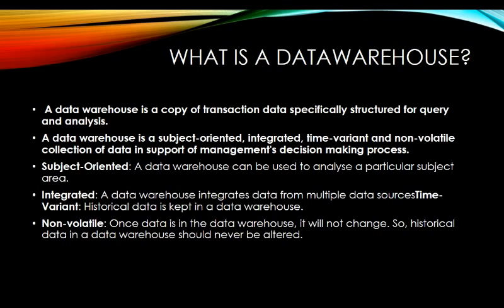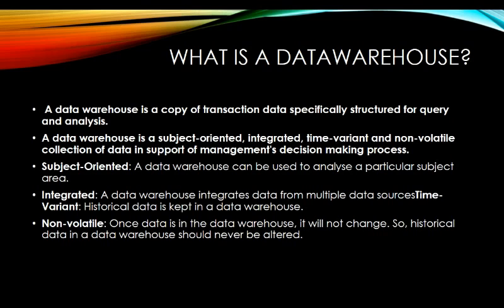So what does this all mean? Well, subject-oriented. This means that a data warehouse can be used to analyze a particular subject area. An example of this is sales can be a particular subject. Integrated. This says that a data warehouse integrates data from multiple data sources. An example of this would be source A and source B may have different ways of identifying a product, but in a data warehouse, there will be only a single way of identifying a product.